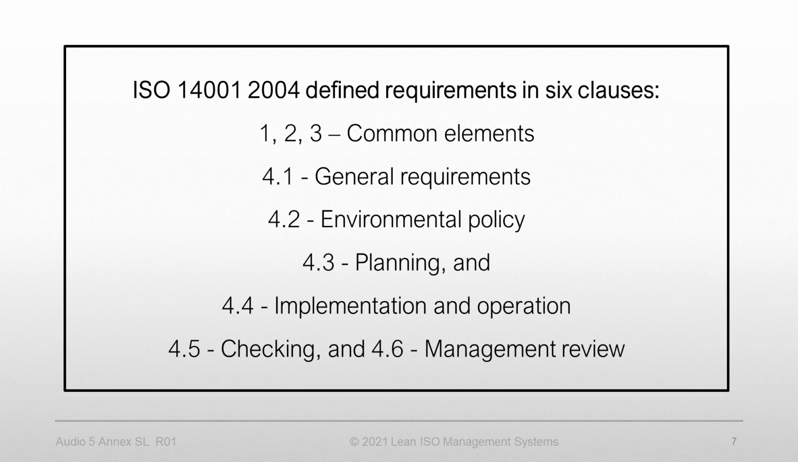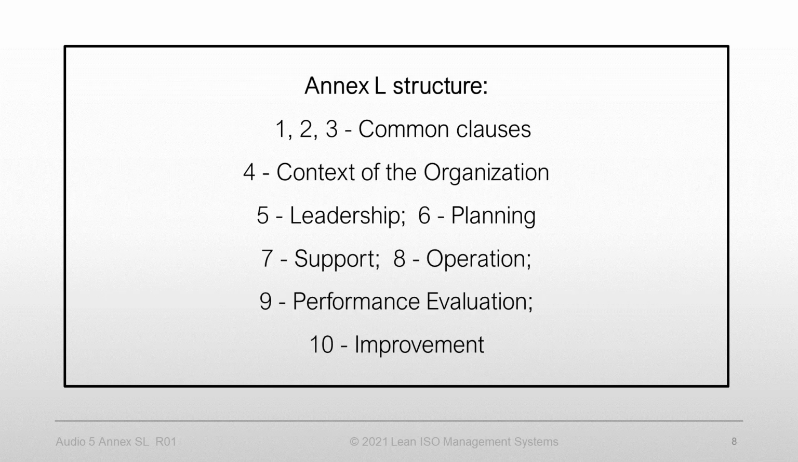ISO 14001-2004 defined its requirements in 6 sections: general requirements, environmental policy, planning, implementation and operation, checking, and management review. The challenges with various ISO standards formats became evident, especially when companies started moving towards integrated management systems. The languages varied from standard to standard. The clause numerations were different, definitions varied, just to mention a few differences.